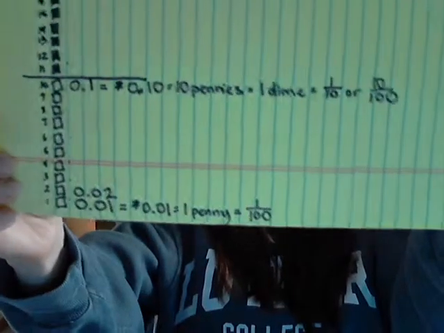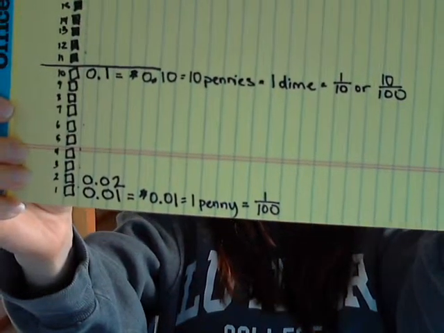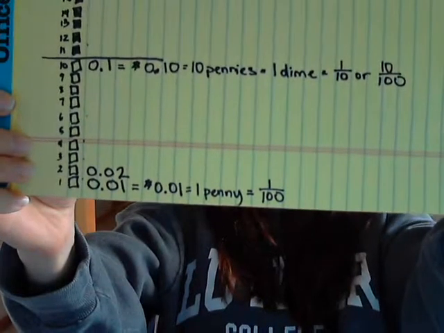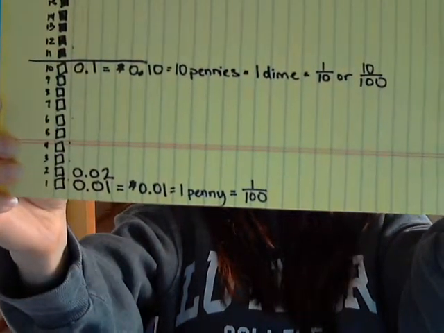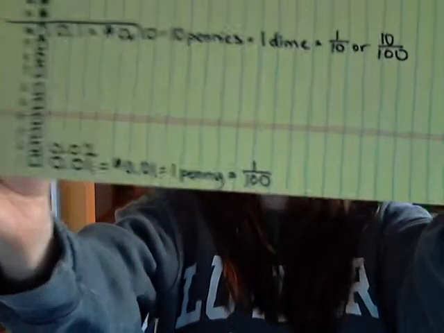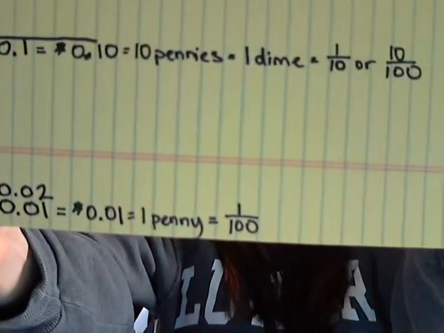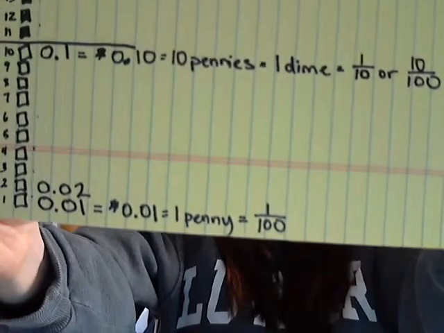Go ahead and write the same thing on your board. So you have 1/10 in decimal form, 10 cents in money form, 10 pennies is equal to 1 dime is equal to 1/10 or 10 hundredths. Then I'd like you to do the same thing at each one of your 10 intervals on your whiteboard.